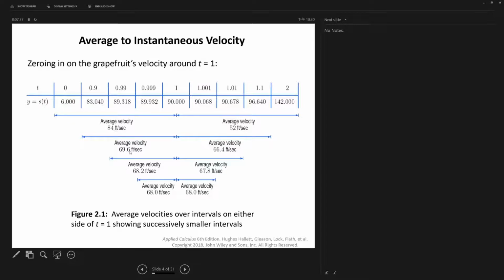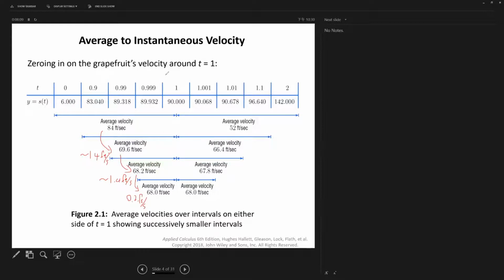Notice that it's decreasing, but it's decreasing slower, right? Let me show you what I mean by decreasing slower. Going from here to here, when we shrink the time gap, we closed about 14 feet per second. But going from here to here, we closed 1.4 feet per second. And then we get 0.2 feet per second. So we're actually getting very close to the actual speed at time 1.